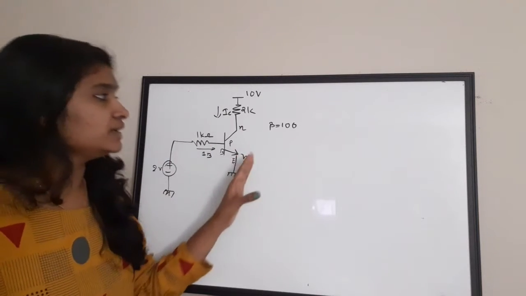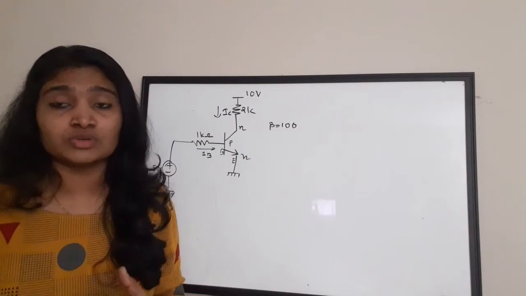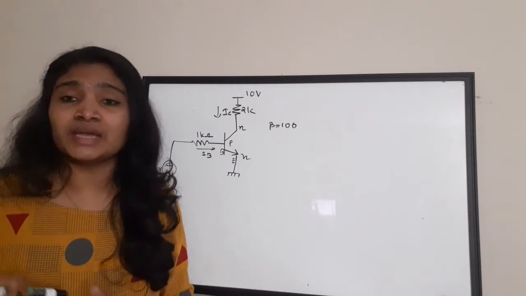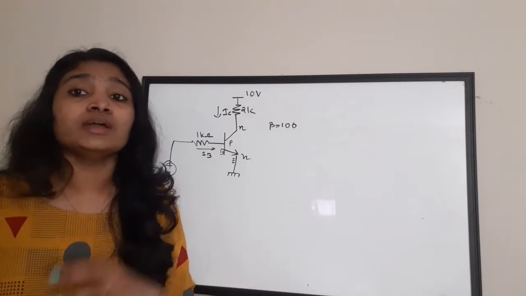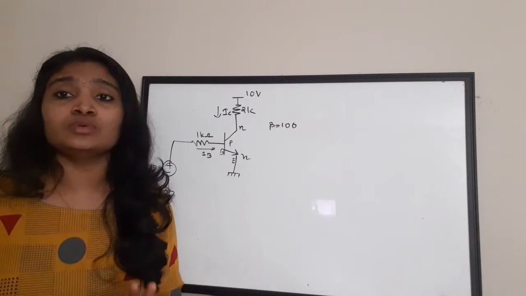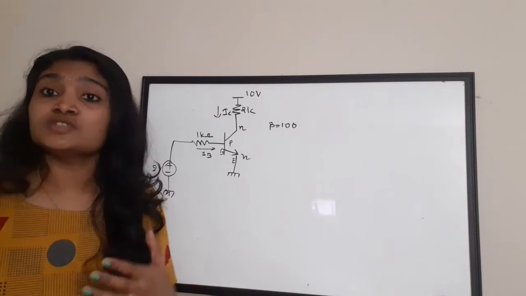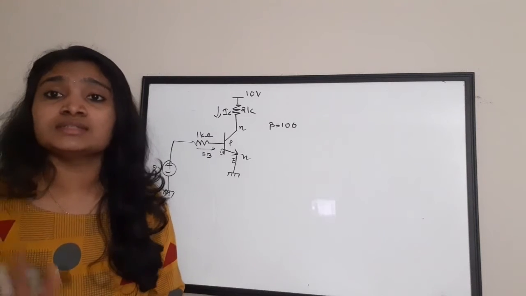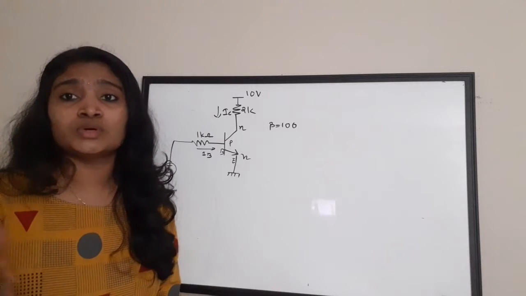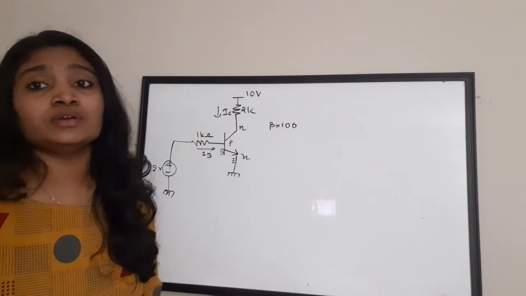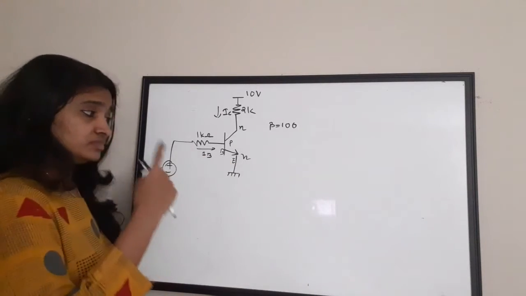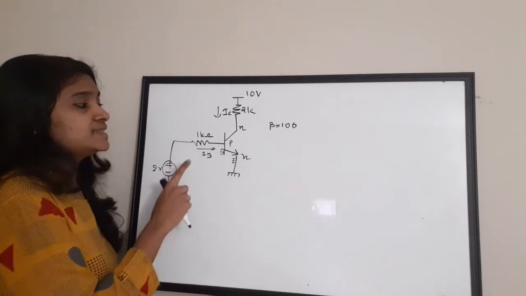Now, in order to find whether the transistor is in active mode or saturation mode or whatever mode, first we assume that the transistor is in active mode. This is a standard procedure we follow for almost all questions. First assume the transistor is in active mode, then check whether the active mode is satisfied or not. If we find it wrong, we correct the mode accordingly.